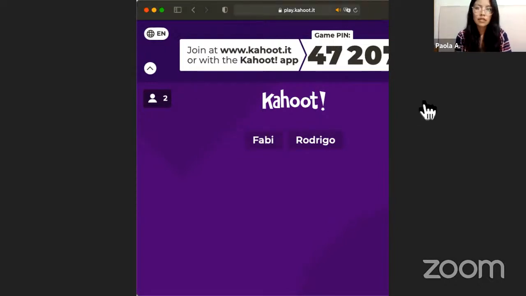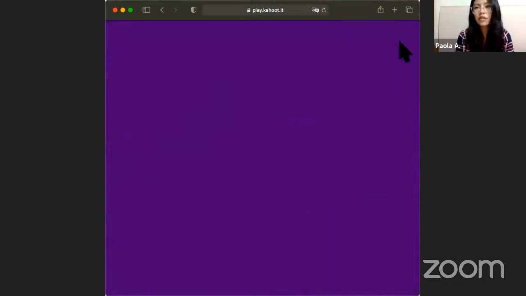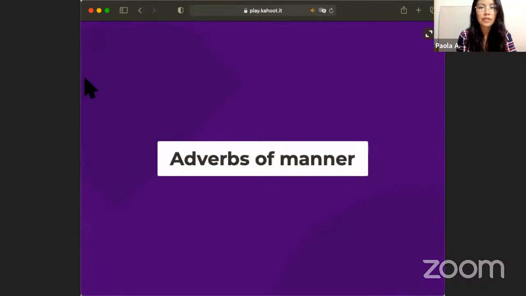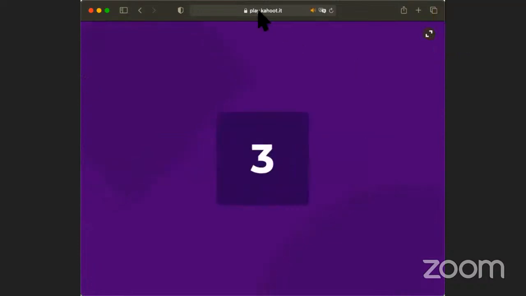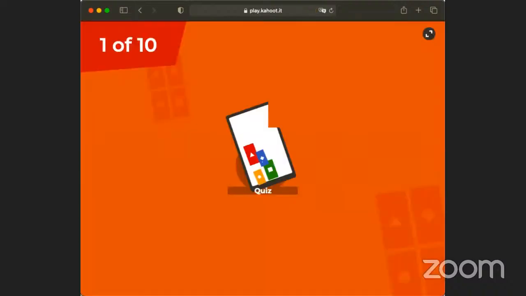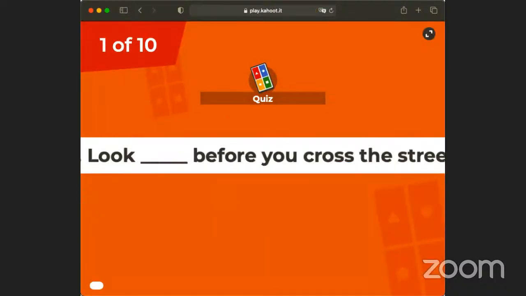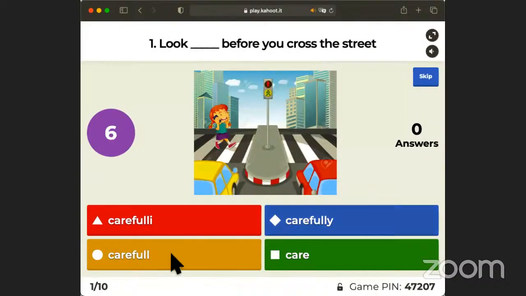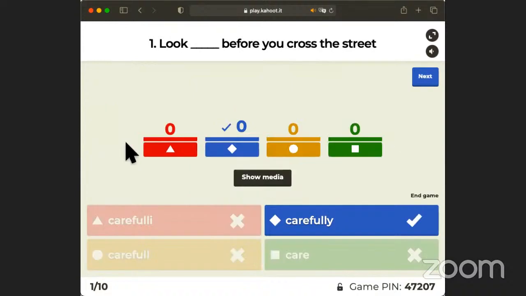Great job. Okay, now let's start, guys. It's easy, just recognize the sentences, okay? Now the game will start. All right, let's see. First question. What can we put in the space? Look carefully before you cross the street. Fast, guys. 3, 2, 1. No one?